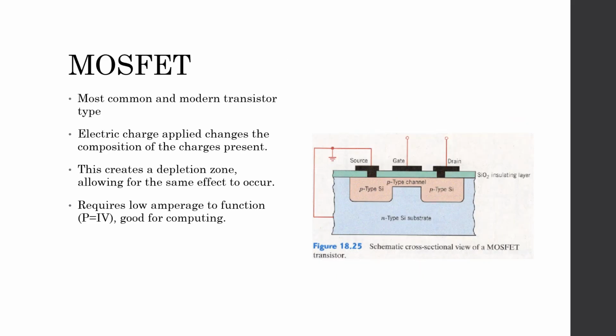A MOSFET transistor works by varying the conductivity of the material that it's made of. This requires less amperage to occur to create a depletion zone, which makes it ideal for use in computers. Recalling back to Ohm's law, P is equal to IV. This means that less power is required to perform logic gate operations. This type of transistor is not the most effective in amplifier circuits, however.